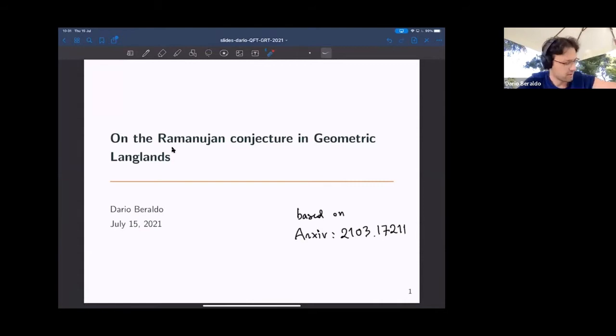Here's the title, and I'm going to use slides and write on them at some point. For example, here is the arXiv preprint on which this talk is based. So let me start with the original Ramanujan conjecture. I remind you of it because it will be a source of inspiration for what I want to explain in geometric Langlands.